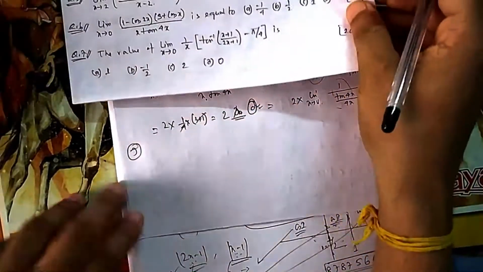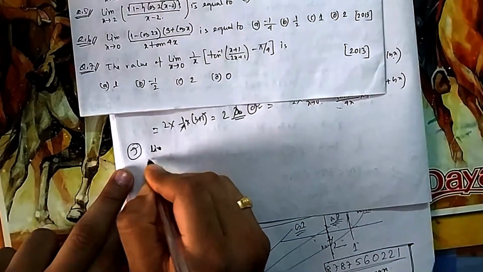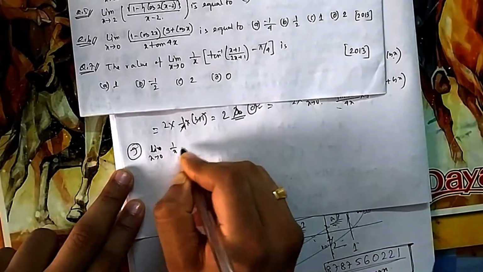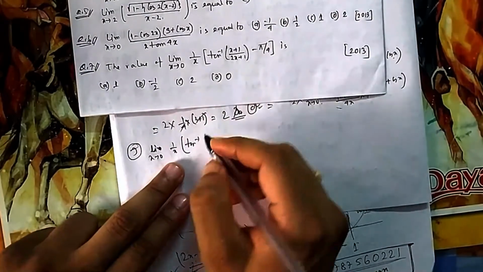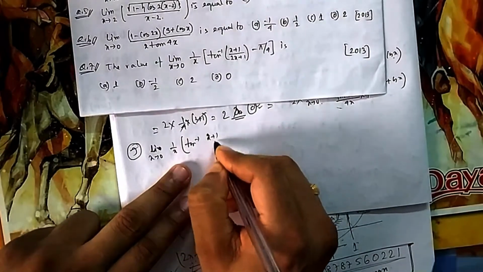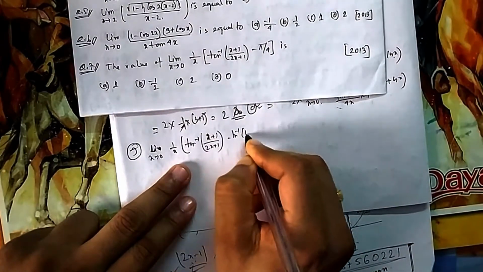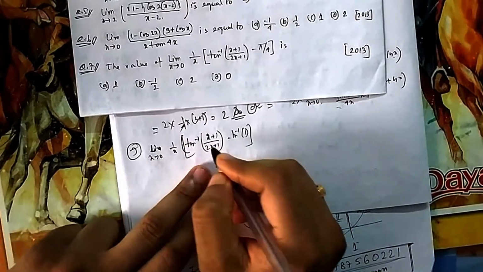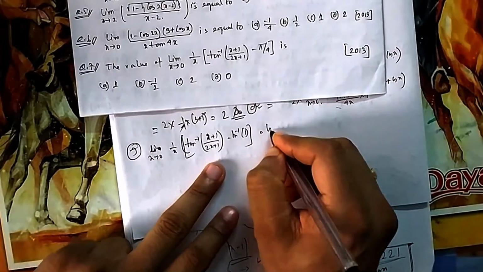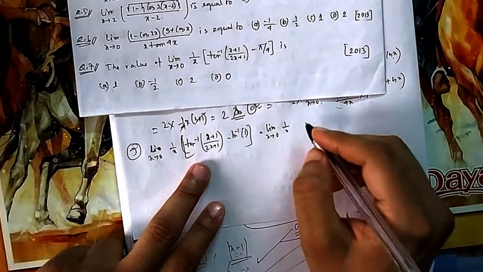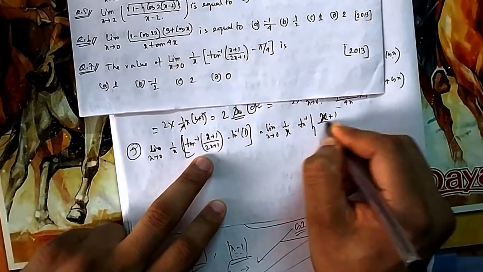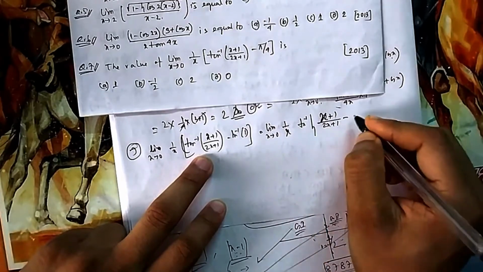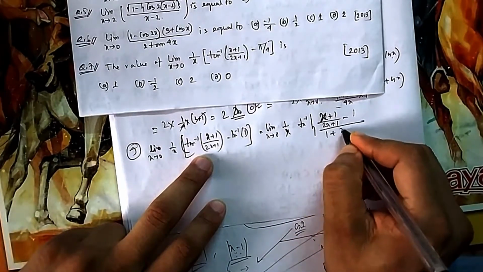Now if you come to 7, limit x tends to 0, 1 by x tan inverse. So this one you can write as tan inverse 1 and you can apply that formula. So let me write it tan inverse 1, then I will apply this formula. So this will make this algebra a little bit simplified for you. If you do this one, tan inverse A minus tan inverse B, so what is the formula? Tan inverse (tan A minus tan B) by (1 plus tan A tan B).